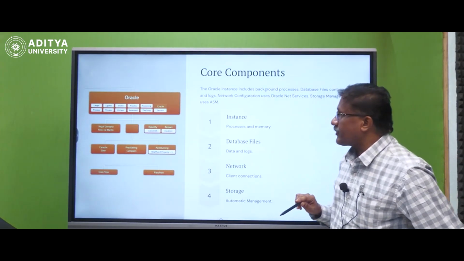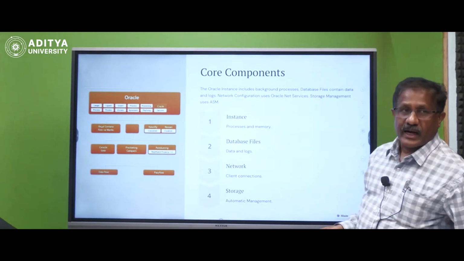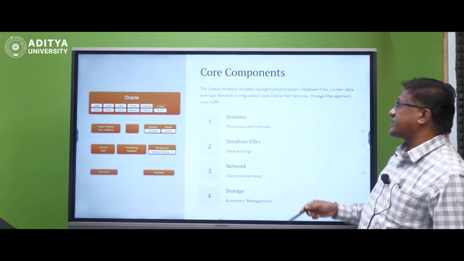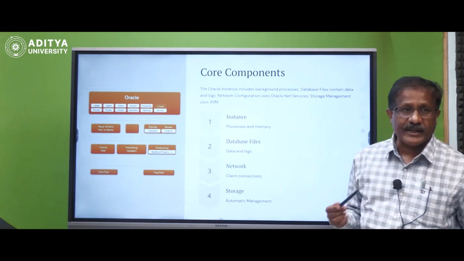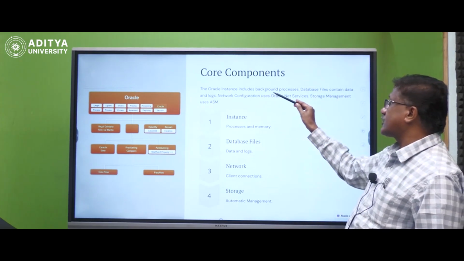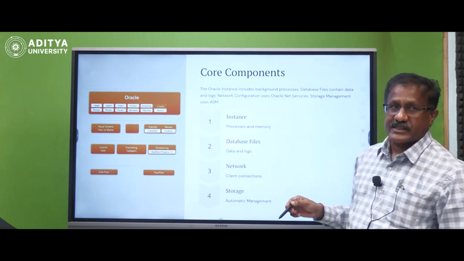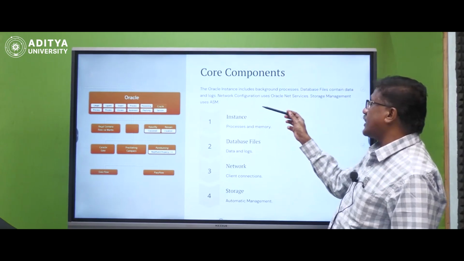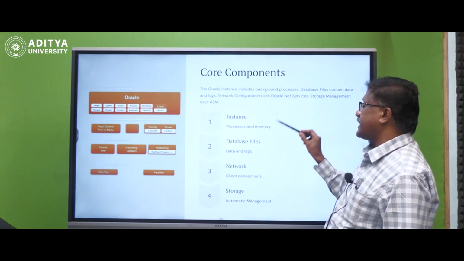What are the core components of Oracle? Instance, database files, network, storage. I repeat once again: instance, database files, network, storage. The Oracle instance includes background processes. Database files contain the data and logs; the log is the history of transaction management. Network configuration uses Oracle Net Services. Storage management uses ASM.